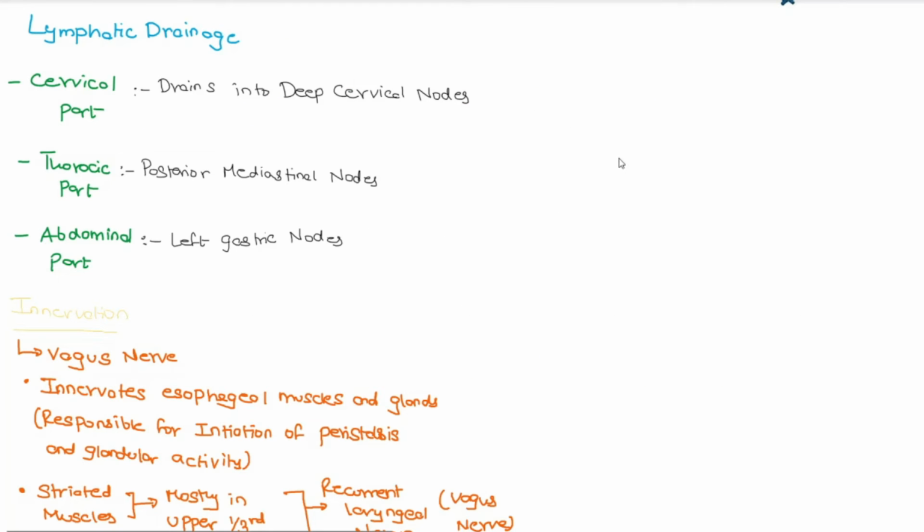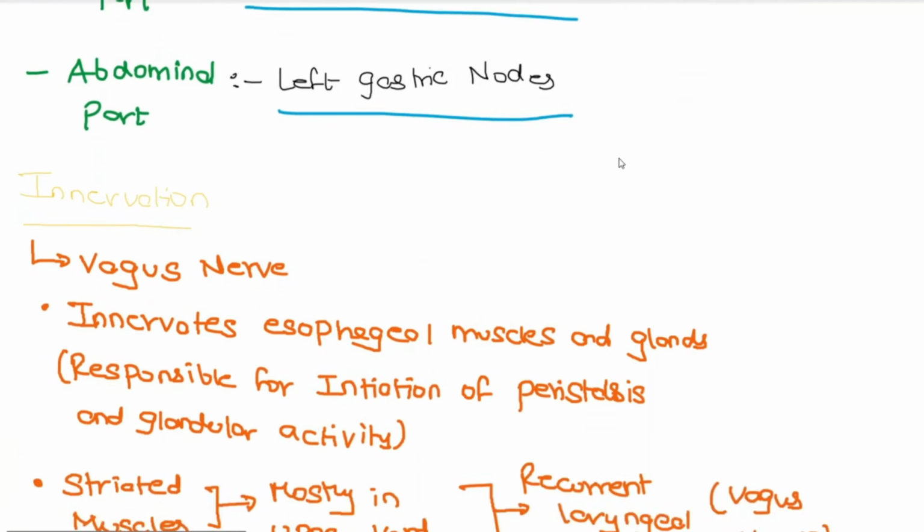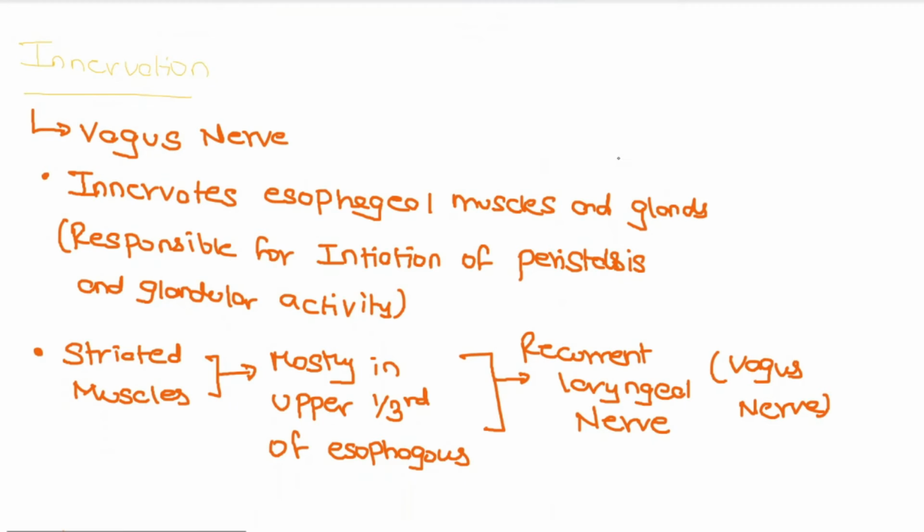Then moving ahead, we have the lymphatic drainage. Now, the lymphatic drainage of the cervical part is by the deep cervical lymph nodes. The thoracic part of the esophagus is drained by the posterior mediastinal nodes, whereas the drainage of the abdominal part is by the left gastric nodes. And then we have the innervation. The innervation of the esophagus is mostly by the vagus nerve and its branches.